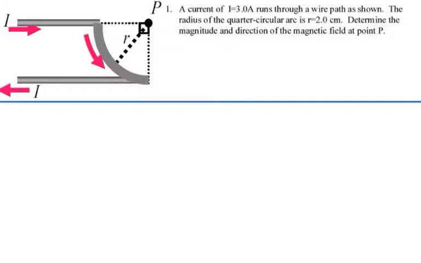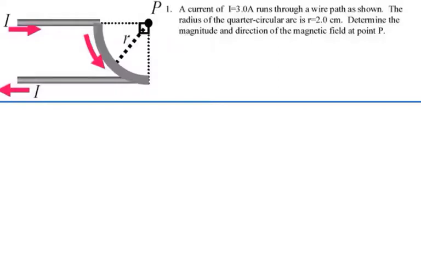Here's sample test 4, problem number 1. A current of 3 amps runs through a wire path as shown. The radius of the quarter circular arc is r equal to 2 centimeters. Determine the magnitude and direction of the magnetic field at point P.